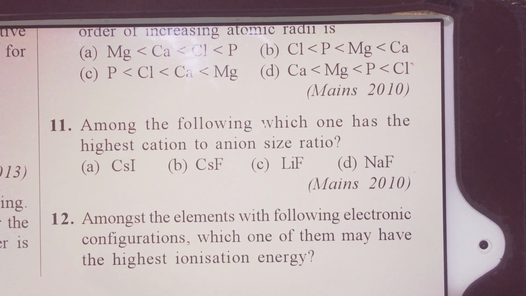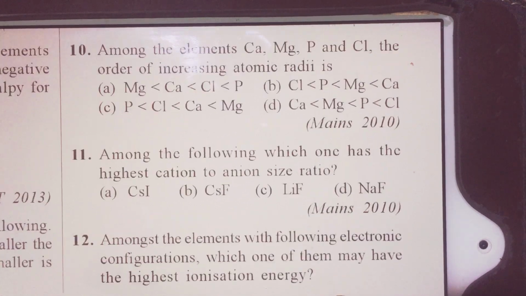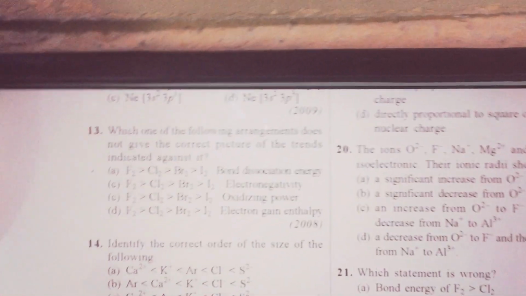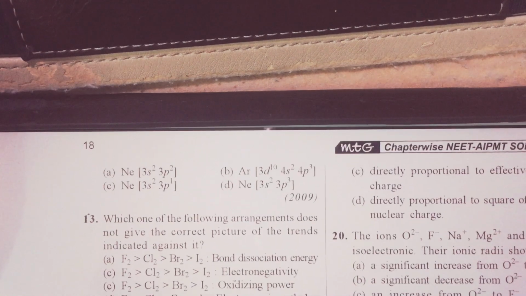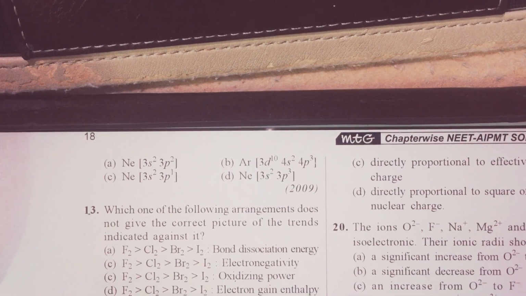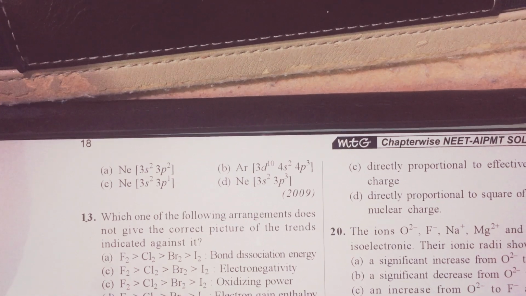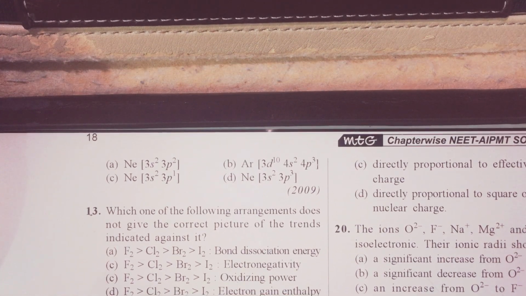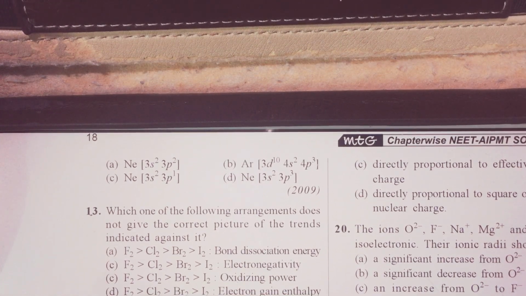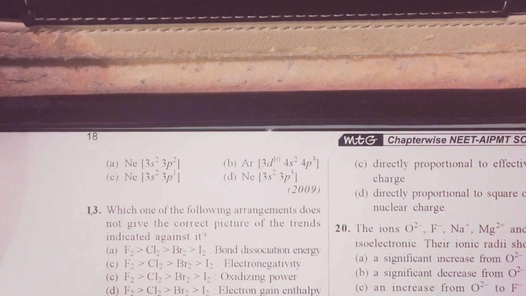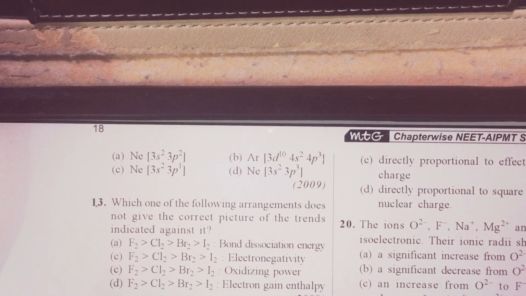Among the elements with the following electronic configuration, which one of them may have the highest ionization energy? The given options are... the given electronic configurations indicate D: neon 3s2 3p3, that is phosphorus, half filled p orbitals.